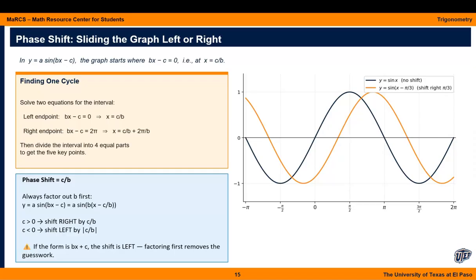If c is positive, the graph shifts to the right. If c is negative, the graph shifts to the left. To make this clear, always factor first. A times sine of (bx minus c) is equal to A times sine of b times (x minus c over b). This makes the shift easy to identify and avoid sign mistakes. Once we find the starting point, we use the period to build one full cycle and divide it into 4 equal parts.